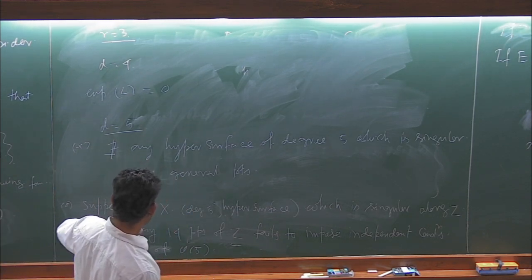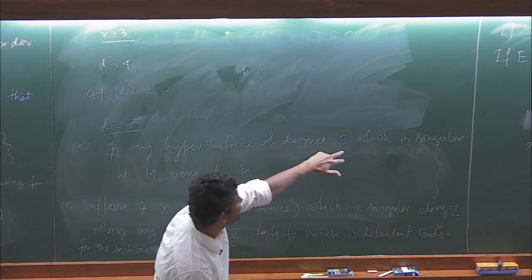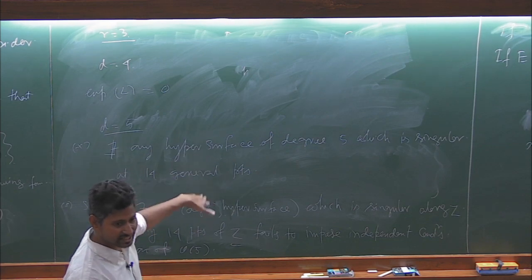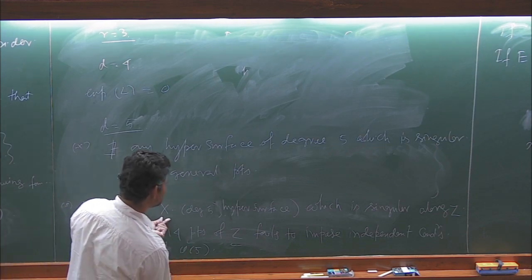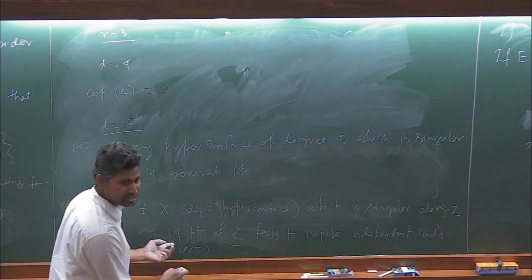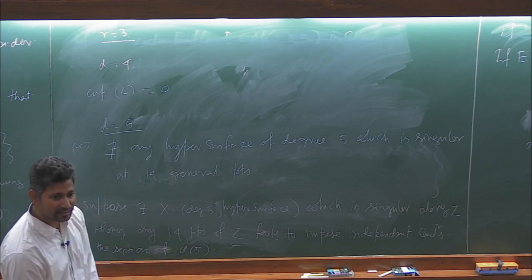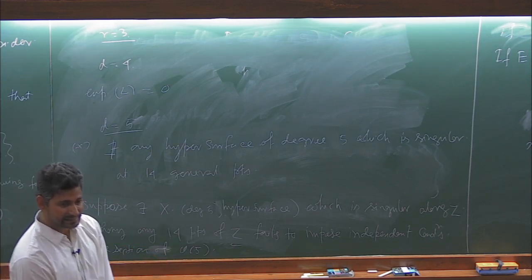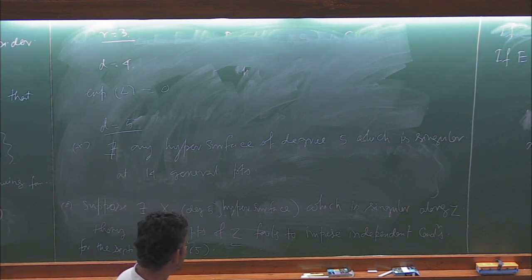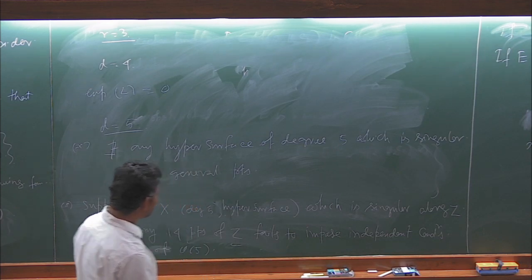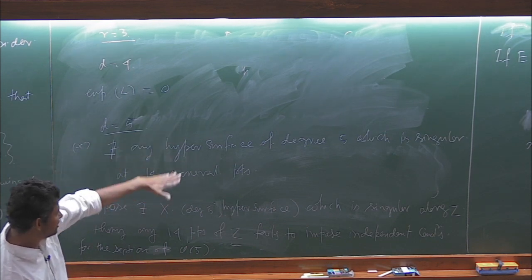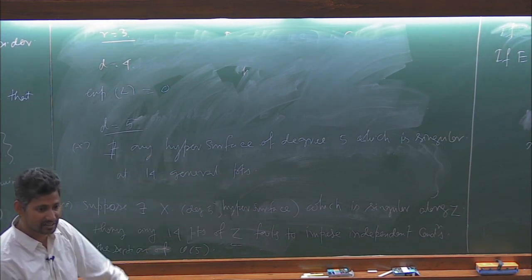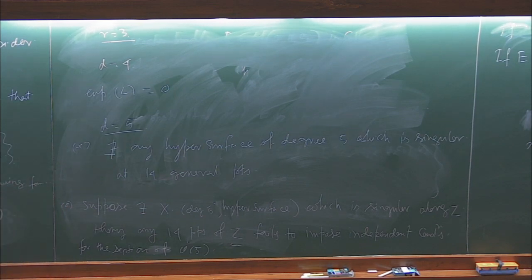Yes, so this says that any hypersurface of degree 5 which is singular at 14 general points doesn't exist. So if there exists a hypersurface which is singular at more than 14 points, then it's not general. Why is that not imposing independent conditions? It could be not general in some other ways. General with respect to this hypersurface means that it imposes independent conditions with respect to that. That's the only generality condition for O5.